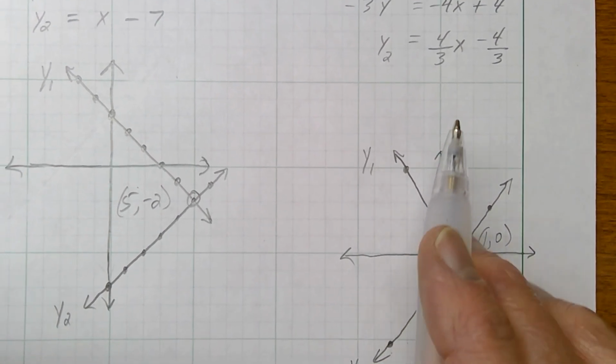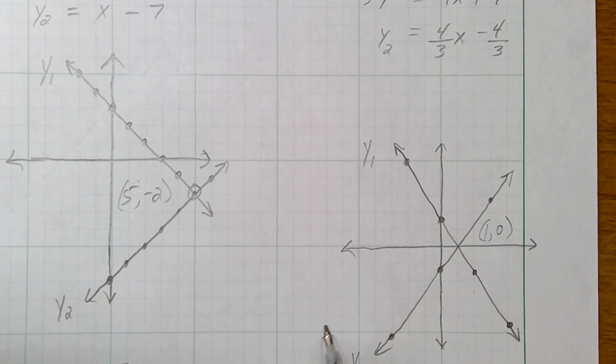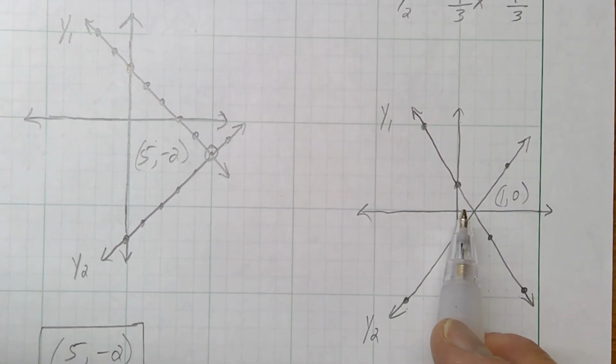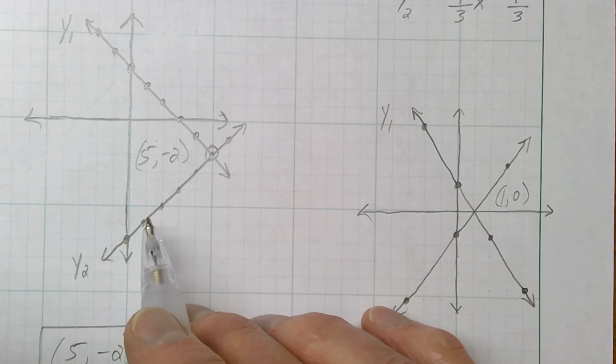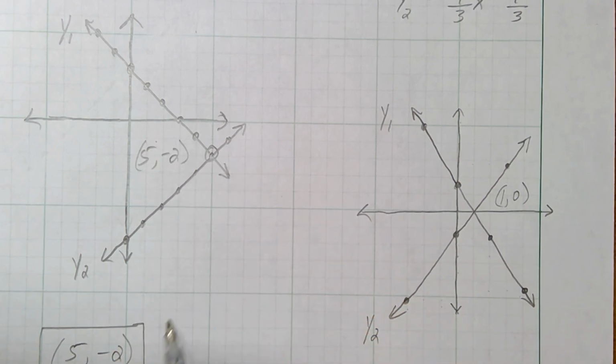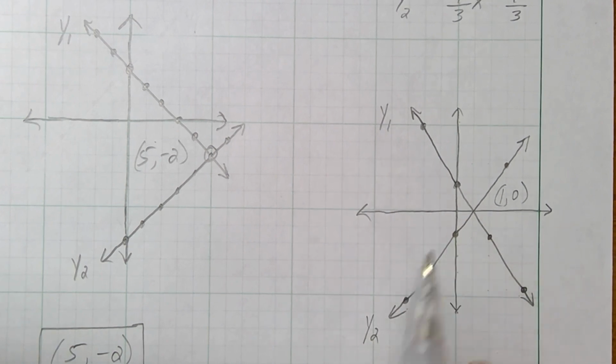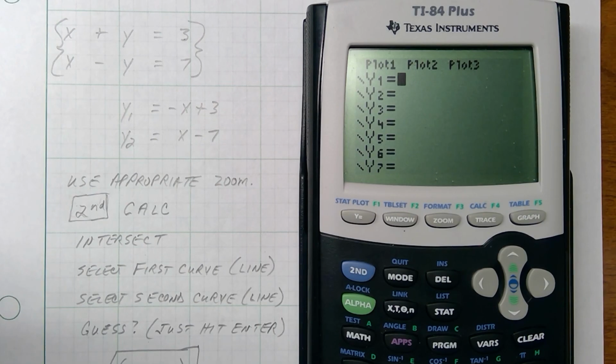A little harder to graph, a little harder to do the algebra. Graphing is not the favorite method of solving linear systems. Substitution and elimination are better methods, quicker methods, because sometimes you wind up with a graph like this. It's super hard to graph.